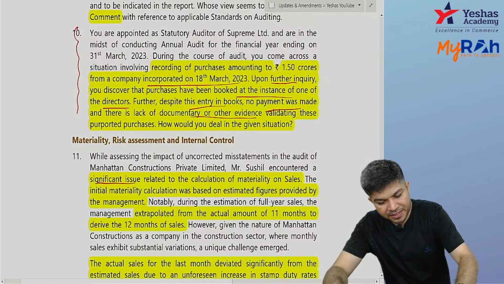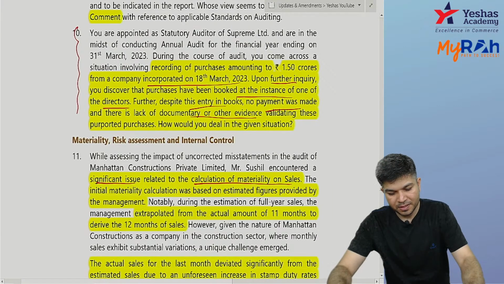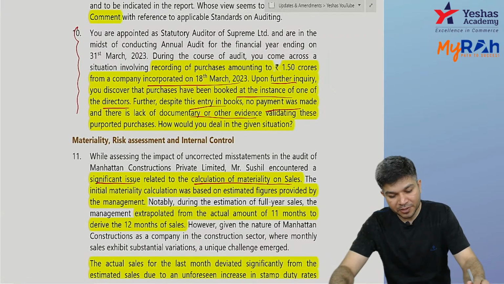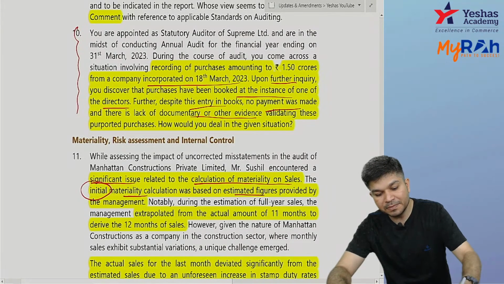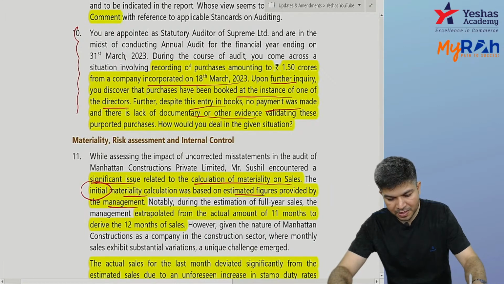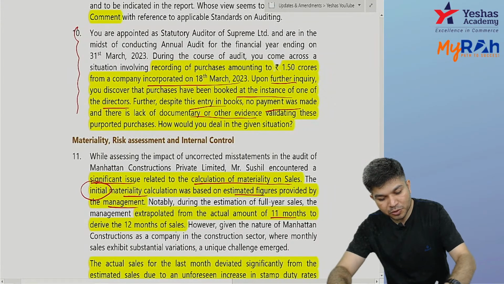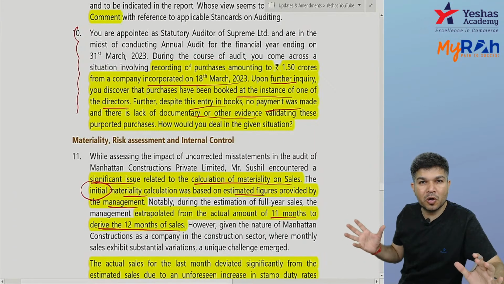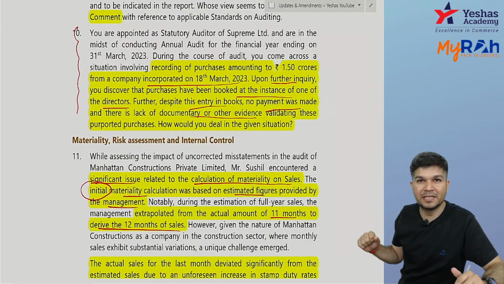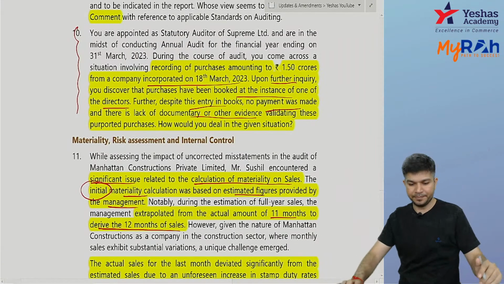Okay, there is a significant issue related to calculation of materiality. SA 320. Significant issue related to calculation of materiality on sales. Initial materiality calculation was based on an estimated figure provided by the management, and this was extrapolated from the actual amount of 11 months to derive the 12-month sales. First 11 months were actual, based on that we estimated the 12th month and the annual figure.